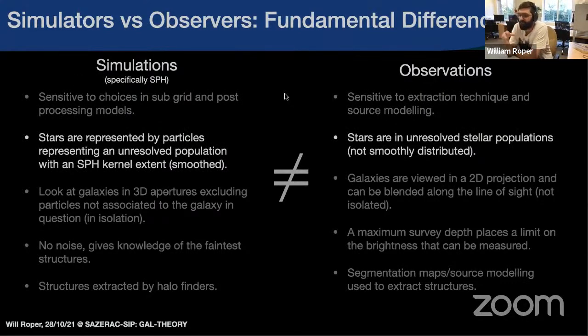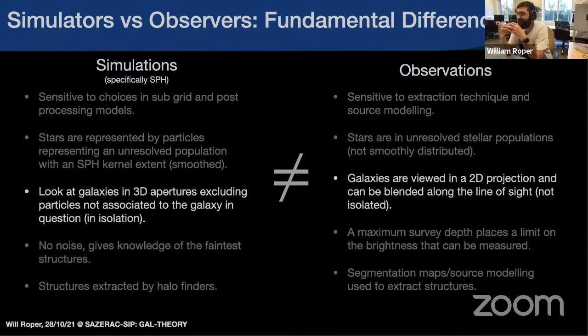More fundamentally, stars in simulations are massive particles that represent a large mass of stars. And this unresolved population is itself an SPH kernel underneath, so it's a smooth distribution. In observations, stars are again unresolved, but these are unresolved stellar populations that are not smoothly distributed. They're decidedly stochastic, based on density fluctuations that the galaxy formed from.